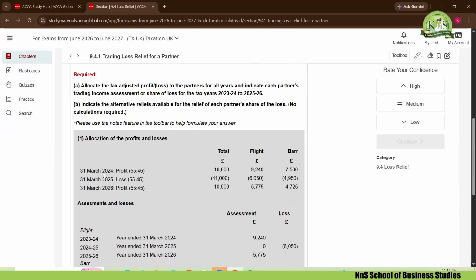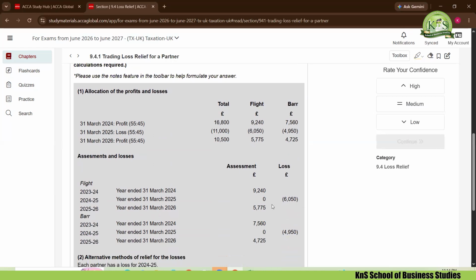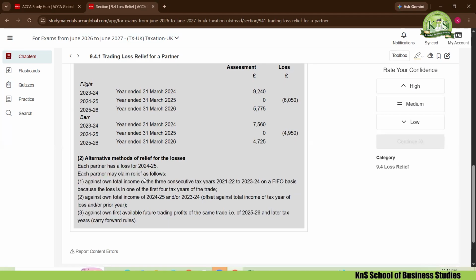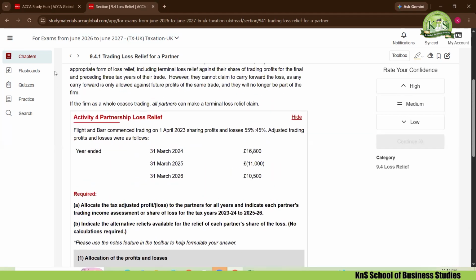See, the 55 and 45 profit got allocated. Loss will also be allocated on the same ratio. And then again, they're having profit. So what is going to be the assessment? Flight is having 9240. Then this is the loss and this is the income. So simply sum it all. That's all, net income. And the alternatives are that you can claim relief from HMRC. You can tell them that for this month you were having a loss and how you are going to set this off. Similar things are also mentioned over here. So it's a very basic level calculation.